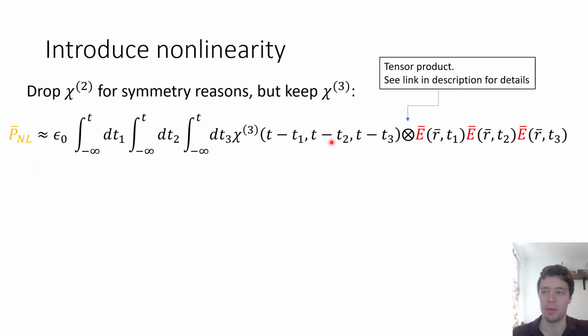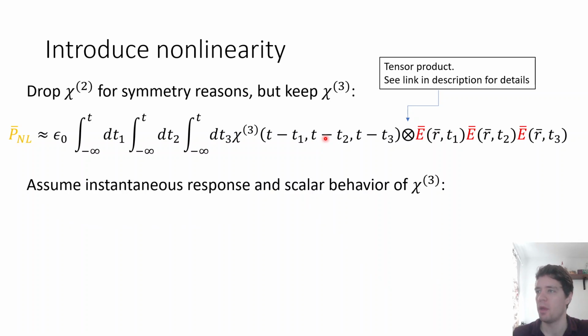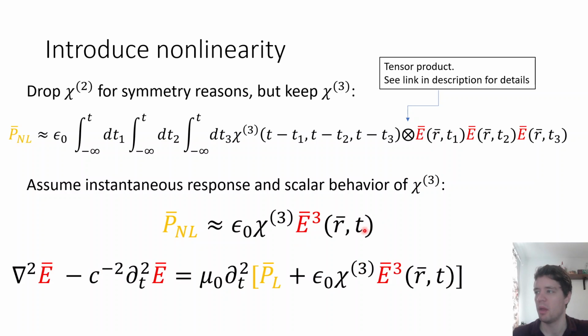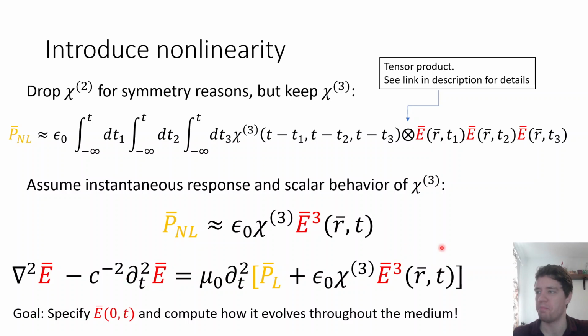So if you think this is very complicated, I don't blame you, but fortunately we can make a few simplifying assumptions to make this a bit easier. First of all, we can assume that the response of chi3 to the applied E field is instantaneous, because in that case we can simply neglect all of these convolutions. Furthermore, we can assume that chi3 is just a scalar, and in that case we can write the nonlinear polarization as simply chi3 multiplied onto the cube of the E field directly. Then we can plug this into the master equation, giving us this result right here.